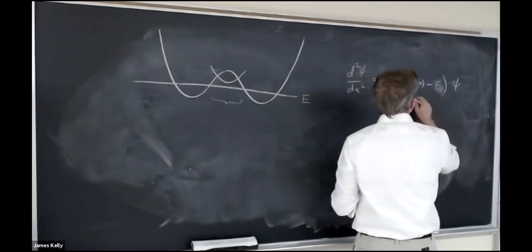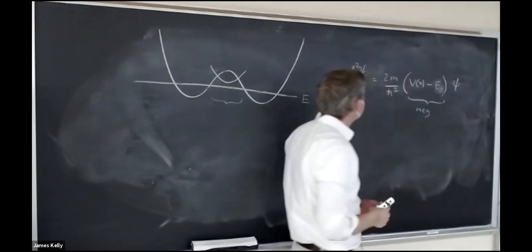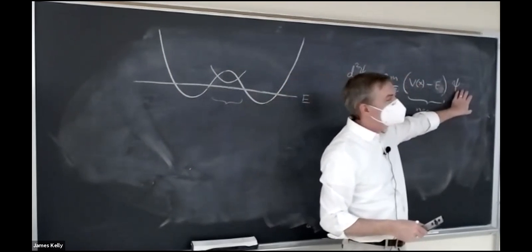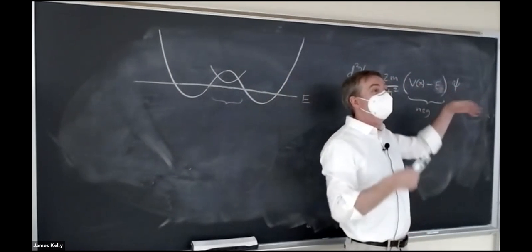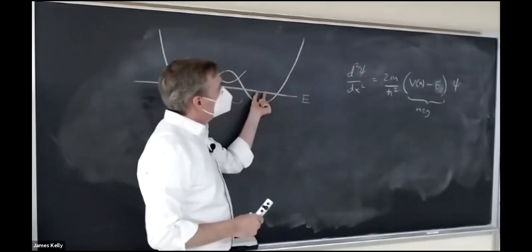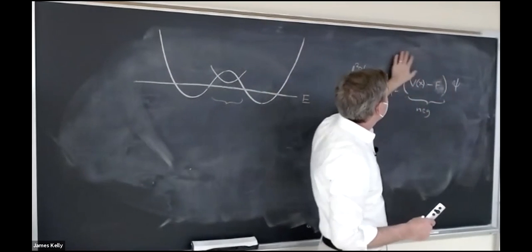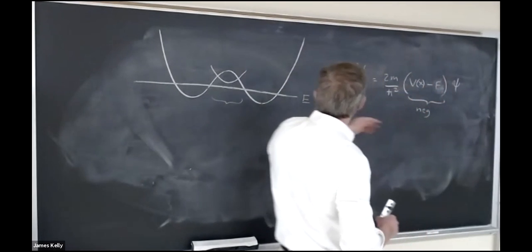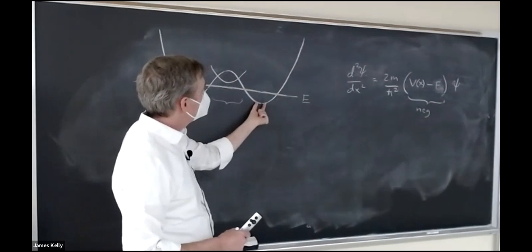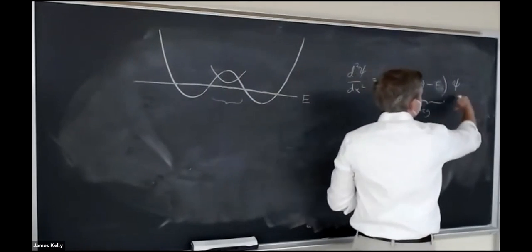If E is greater than V of x, then this is negative. And I get a differential equation where the second derivative is a negative constant times that function back again. That's your harmonic oscillator differential equation, right? So in a small region where V of x is approximately constant, this is approximately constant, and therefore this is just one big negative constant if E is bigger than V. And that looks like d squared psi dx squared is minus k squared times psi.